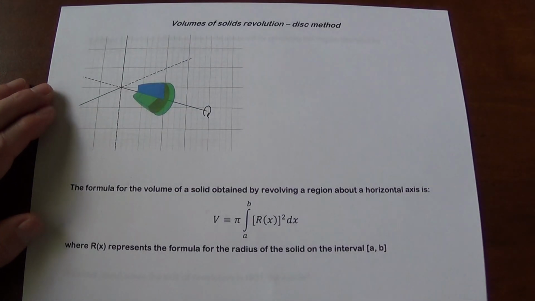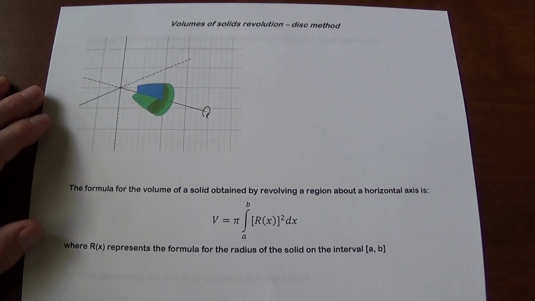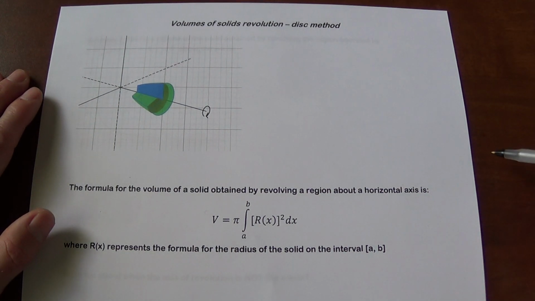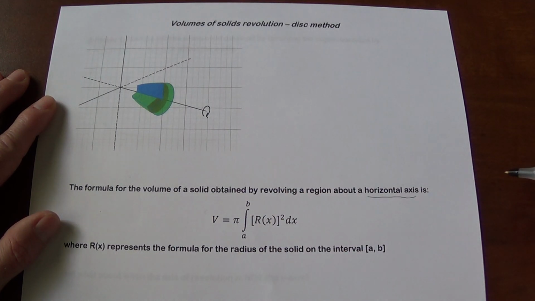Here's a bit of a better representation of that. A little prettier and colorful. It's not completely close, but that's what it is. So when we try to find the volume of a solid that you obtain by revolving a certain region about any horizontal axis, this is the formula that we are going to use.